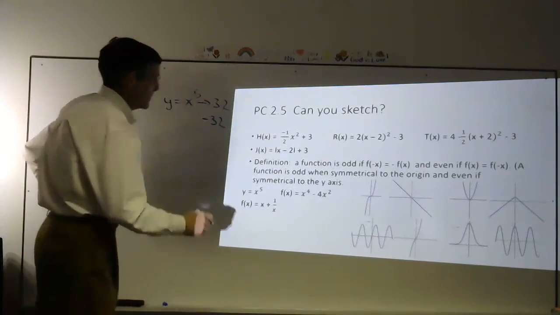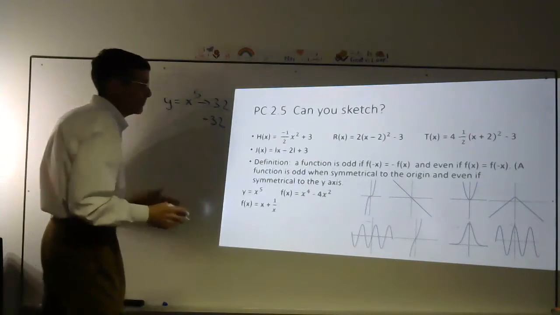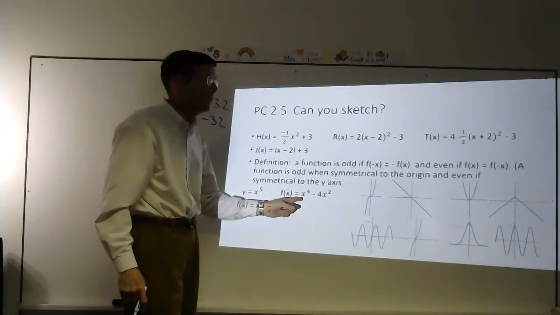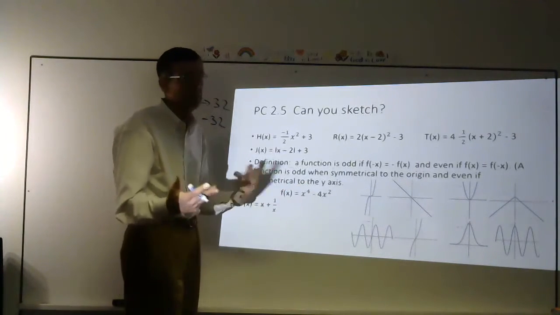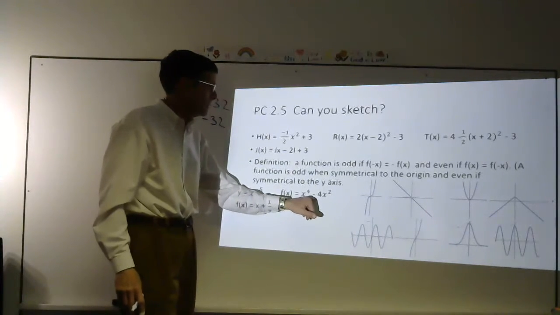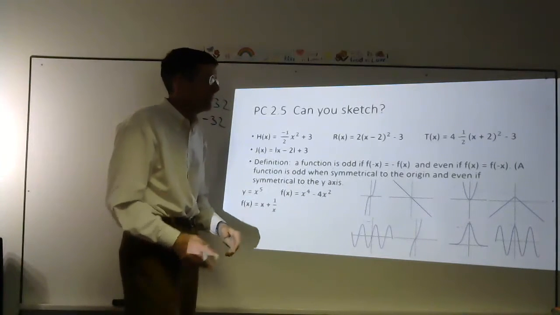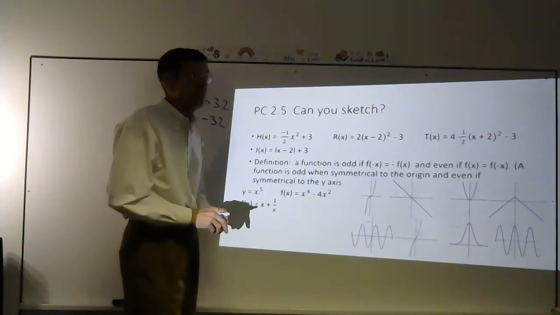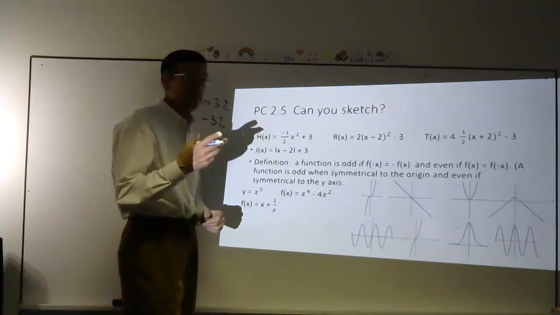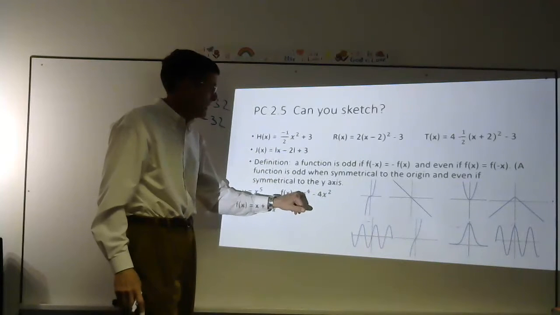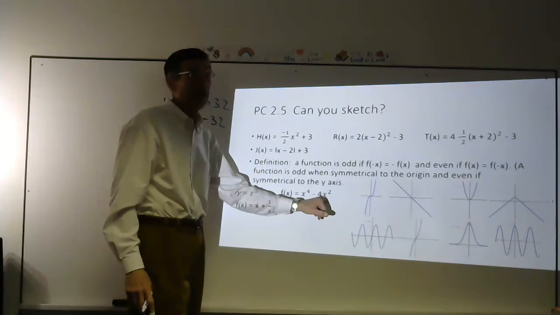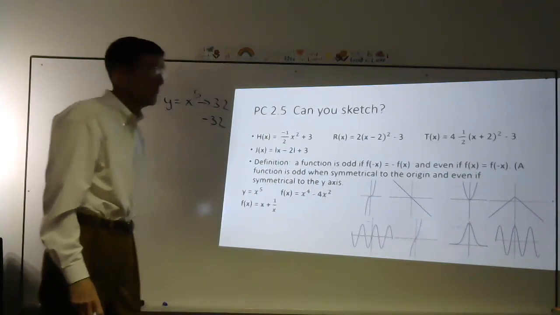What about this one? You might guess it's going to be even. Let's try it. Put a number in. Put 2 in. 2 to the 4th is 16. That's going to give me 0. Pick something different. Put 3 in. 81 minus 36 is 45. Now put in -3. 81 minus 36 is 45. Same value, that's an even function.